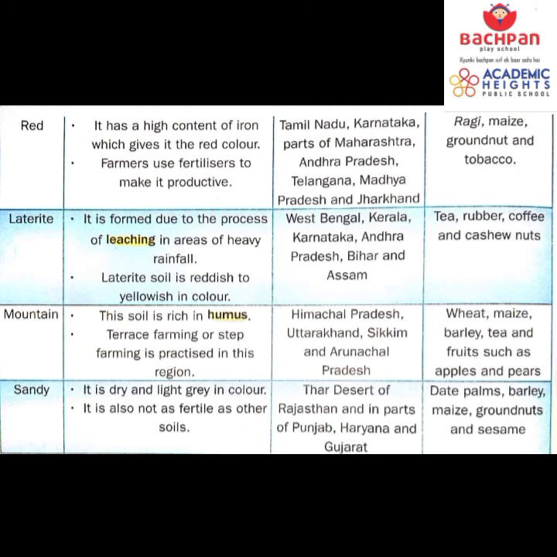Now what can we grow? Yes, we can grow wheat, maize, barley, tea, and fruits such as apples and pear. So they are really found here.